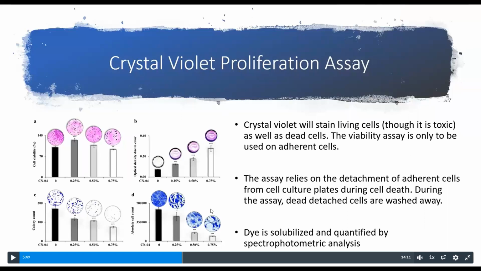I have a question about the optical density of the dye. What was the point of that one again? I didn't really understand that. What's the point of that graph?